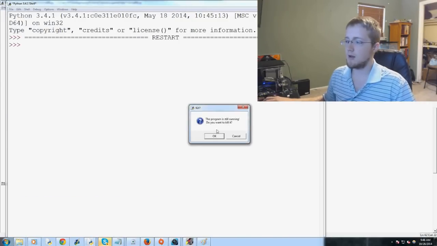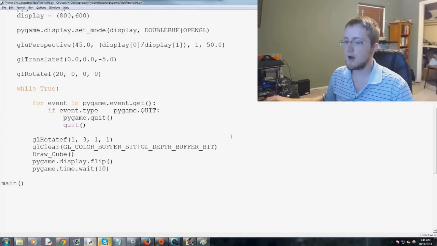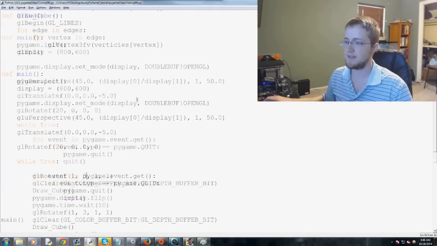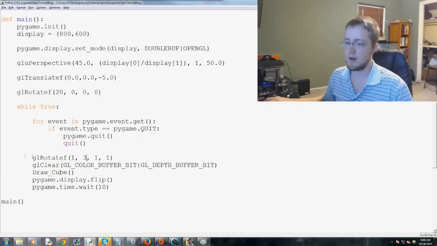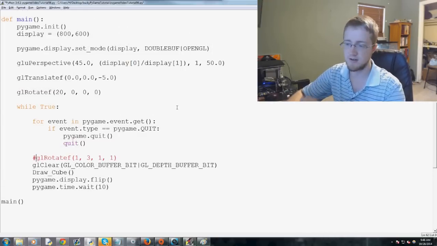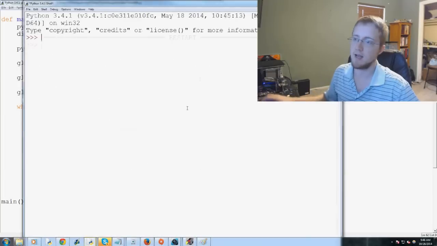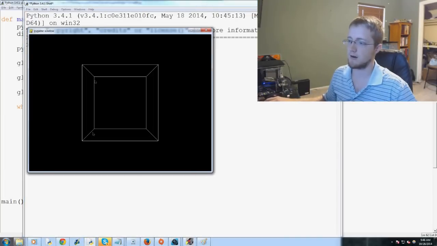Like I was saying before, there's a lot of things in here that we have to take into account as far as what everything looks like. I'm going to take out the rotate because I think it causes a problem as far as visualizing the changes. So we're back to looking at our cube like this.